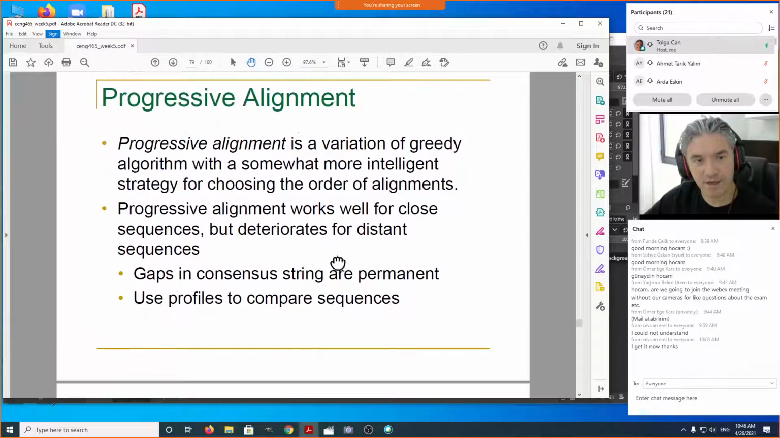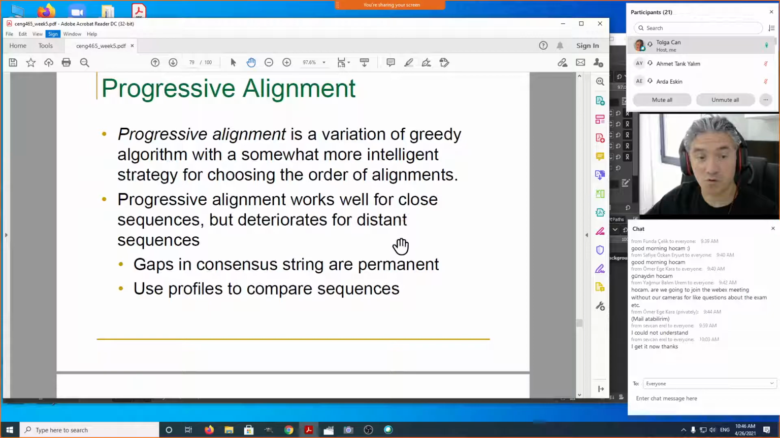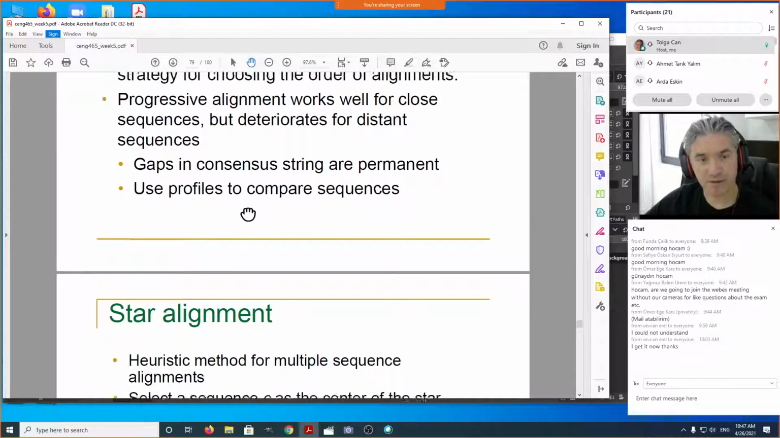The greedy algorithm, the progressive alignments, works very well for close sequences, but it has difficulties for distant sequences because during the progression, when we make a certain choice to put a gap in the alignment somewhere, that choice remains all the way to the end of the alignments. The decisions we make at the intermediate stages of the progressive alignment are fixed decisions. We cannot come back and change the gap and redo the alignment. That makes this progressive alignment always make some local optimum choice at every step, which at the end may not give us the best multiple sequence alignment score. It uses profiles also to compare sequences.